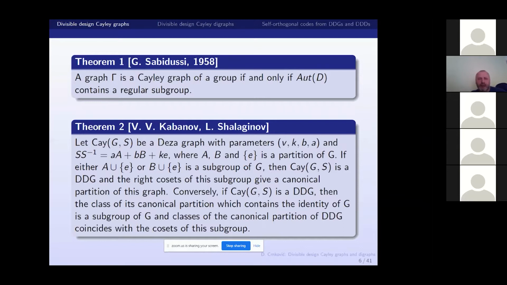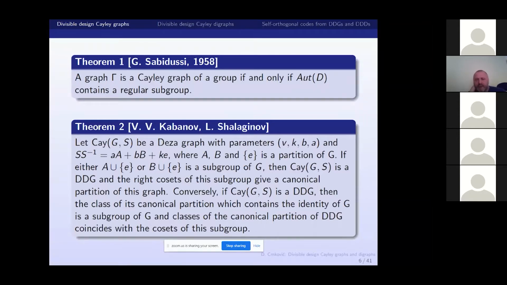So let the Cayley graph Cay(G, S) be a digraph with parameters (v, k, a, b), I think that all of you know what a digraph is, and S times S to the minus 1 equals a times A plus b times B plus k times e, where A, B, and the identity element form a partition of the group G. If either A together with the identity element or B together with the identity element is a subgroup of G, then this Cayley graph Cay(G, S) is a DDG, and the right cosets of this subgroup give a canonical partition of the graph.